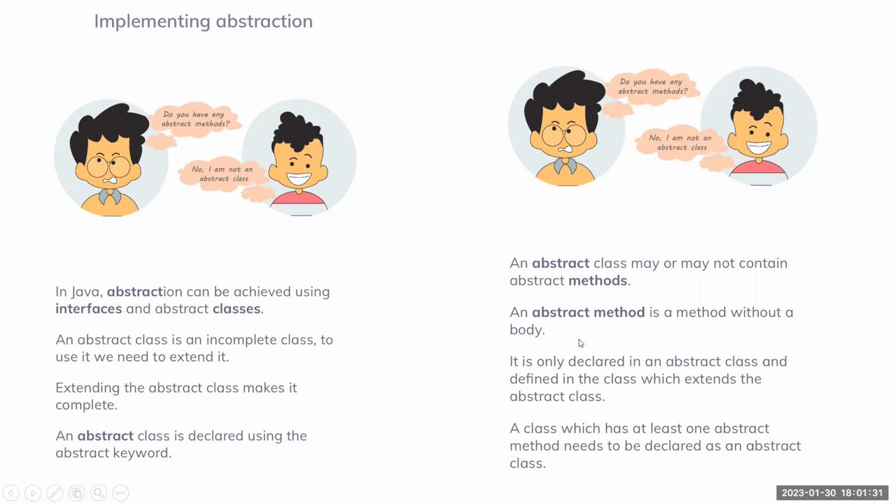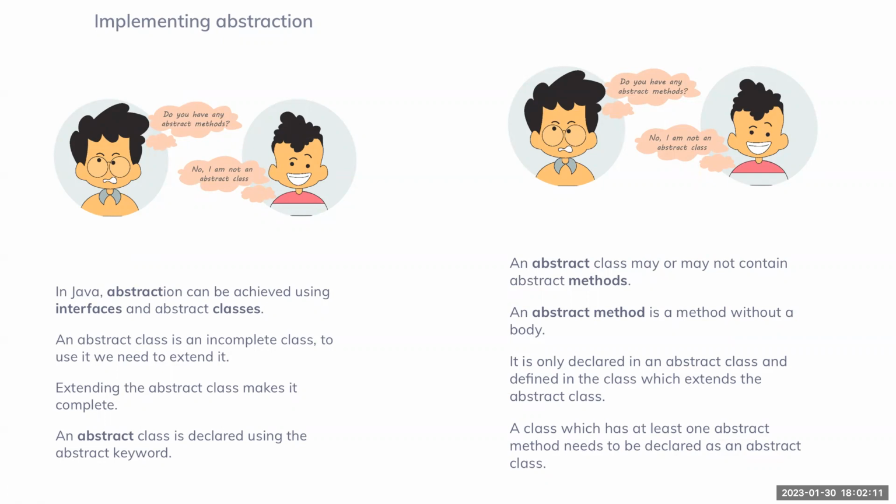It's a declaration that we do in the abstract class, and later once we extend this abstract class, we are going to implement that method in the extended class, like the child class. So it is only declared in an abstract class and defined in the class which extends the abstract class. A class which has at least one abstract method needs to be declared as an abstract class.